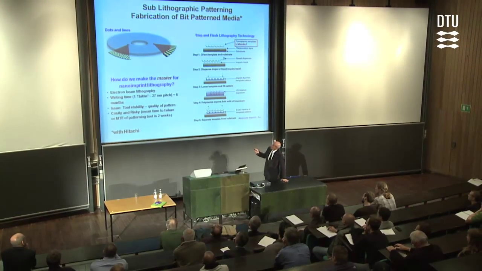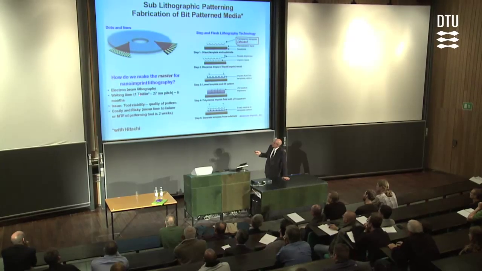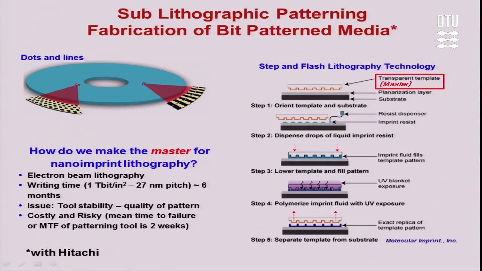If you want to have a hard disk that gives you a terabyte of storage, in order to have 1 terabyte per inch square, the spots that you see over here would have to have a density of 27 nanometers. So the separation between them has to be 27 nanometers.